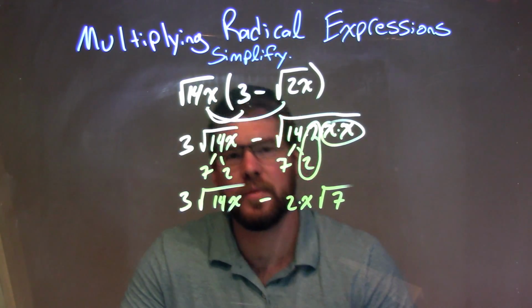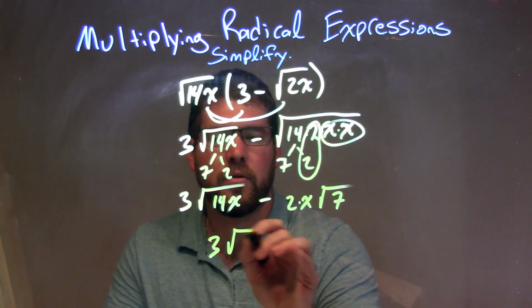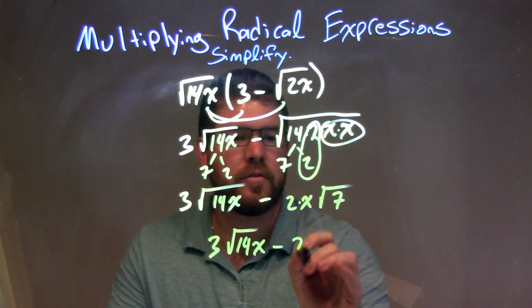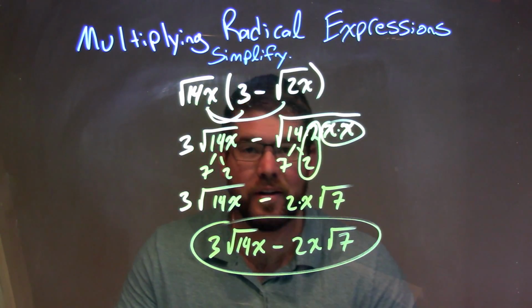Okay? So let me just rewrite this now without the multiplication there, but we're pretty much done here. 3 square root of 14x minus 2x square root of 7. And that is our final answer.